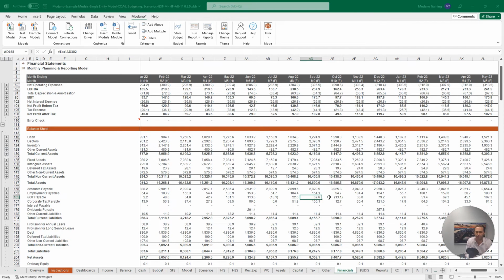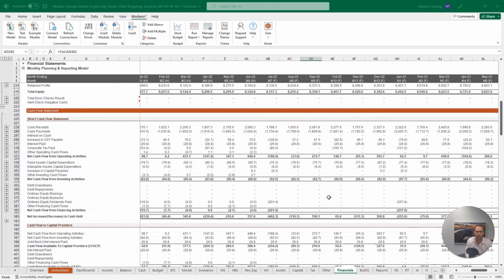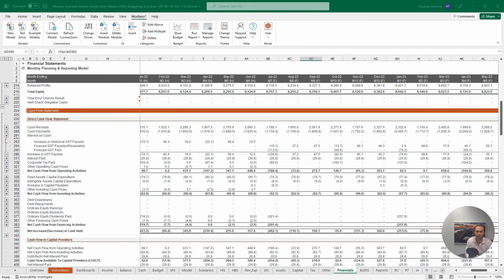Then scrolling down to our cash flow statement, if we expand the increase in GST payable section within our operating cash flows, we can see an increase in GST payable of 47.5 during September 2022, with our quarterly GST payment of 69.6 in October 2022, reflecting the payment of our GST payables balance from the end of the September quarter. Above this, we also have our GST receivable of 13.1 from the October 2022 month, which matches the closing GST payable balance of negative 13.1 on the balance sheet.